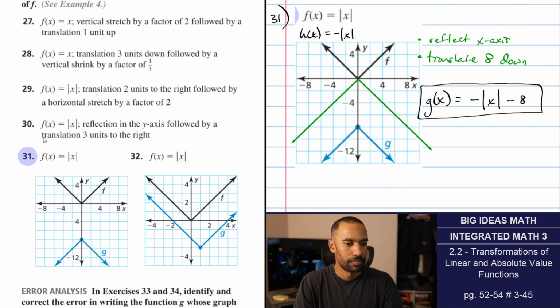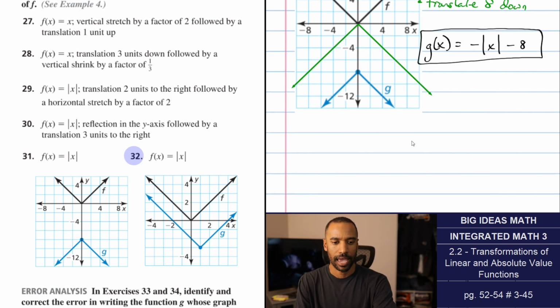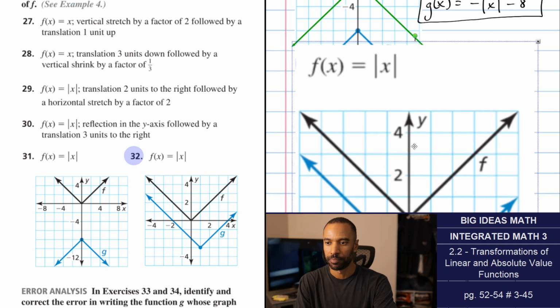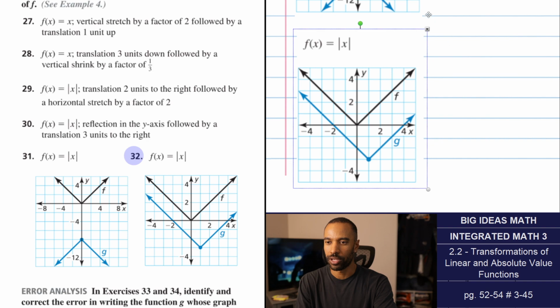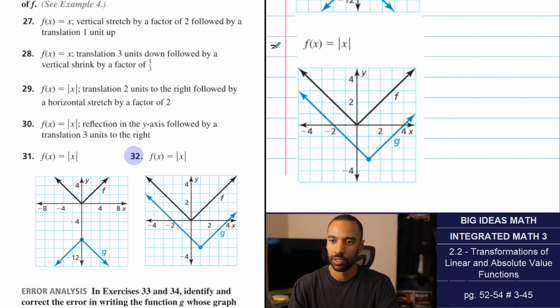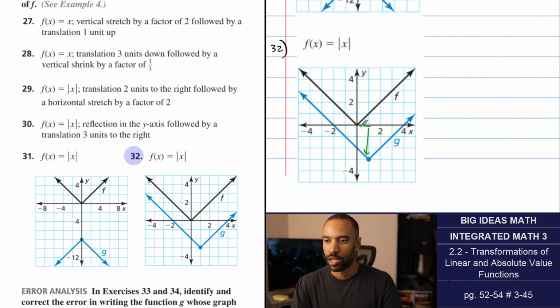Number 32, again, absolute value of x function. Looks like it's just a series of two translations. And the scale also looks to be normal, and that looks to be big. So let's look at number 32. Yeah, guys, what are we doing? We're just doing 2 translations. We're going to translate right then down or down then right. Doesn't really matter which way. But 1 unit right and 1, 2, 3 units down.